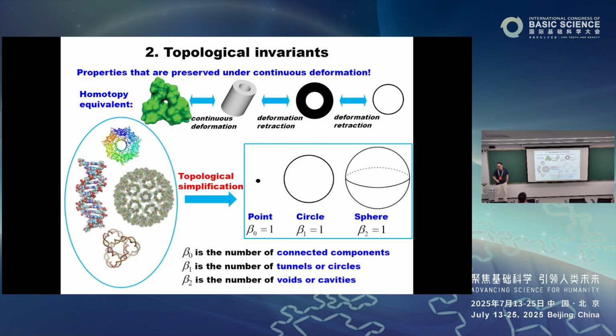The other one is this topological invariant. Here the key thing is usually the Betti number. Betti 0 is the connected component. Betti 1 is the number of cycles or tunnels in the structure. And then Betti 2 is a certain sphere. You can view it like a football, and then inside is empty. Then this will give you a Betti 2 number.